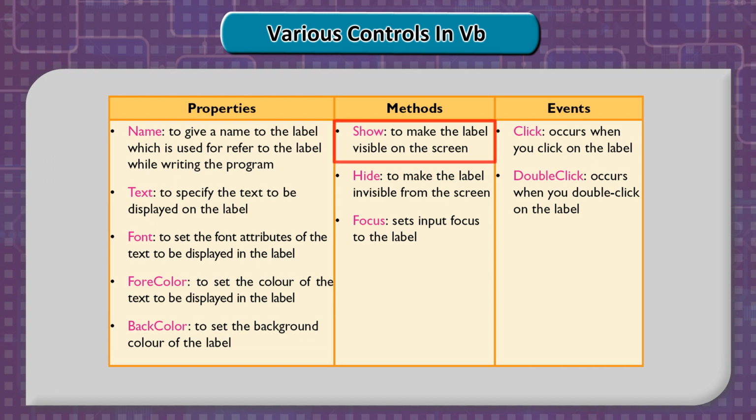Show, to make the label visible on the screen. Hide, to make the label invisible from the screen. Focus, sets input focus to the label. Click, occurs when you click on the label. Double-click occurs when you double-click on the label.